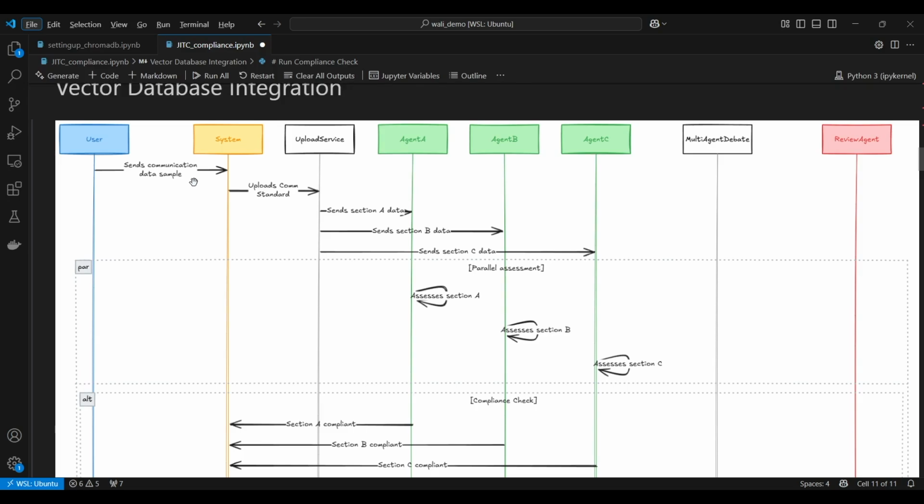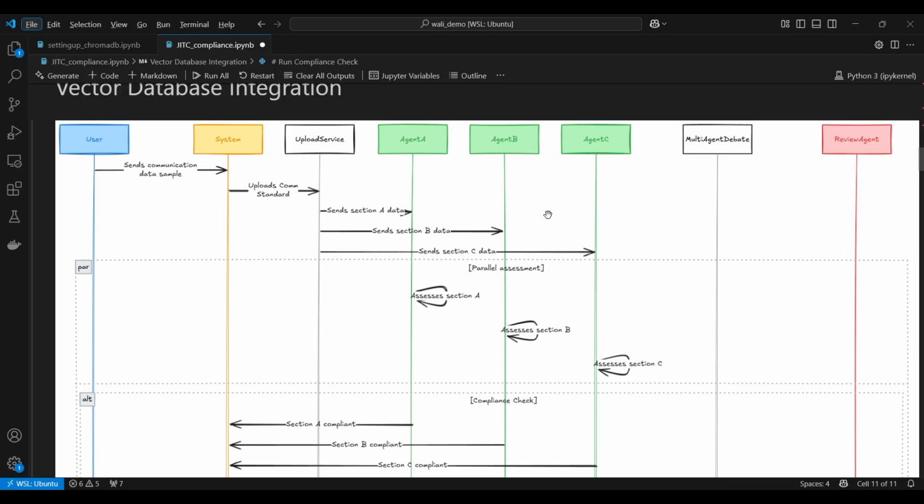Each is responsible for determining packet compliance with a specific section of the IPv6 standard. For this demonstration, we have a total of 3 agents. In our diagram, we labeled these agents as Agent A, Agent B, and Agent C.